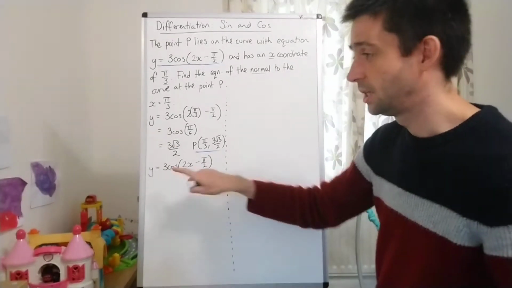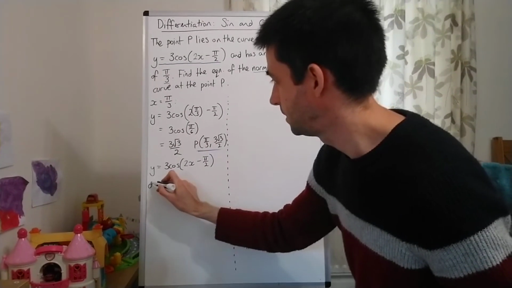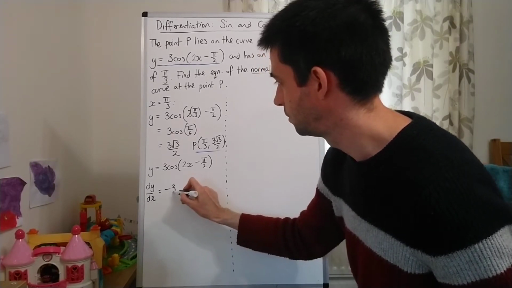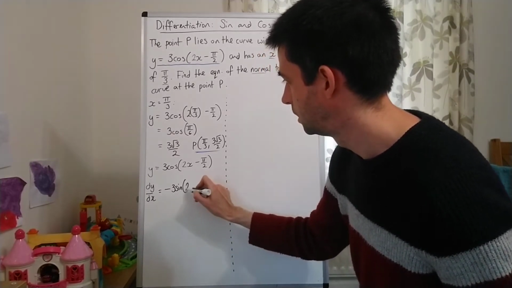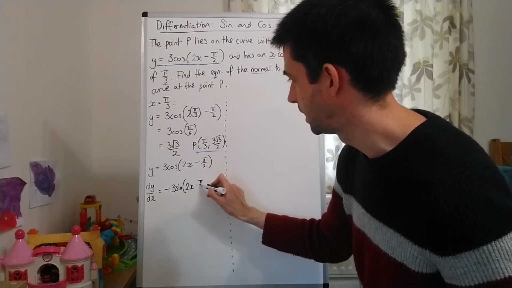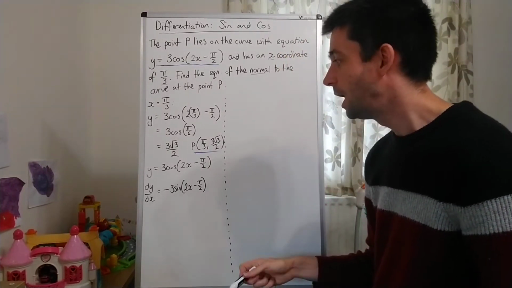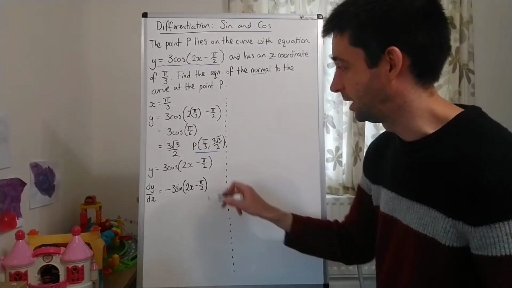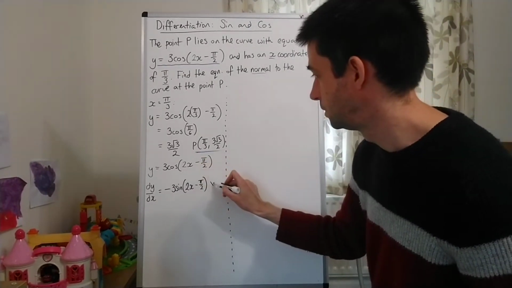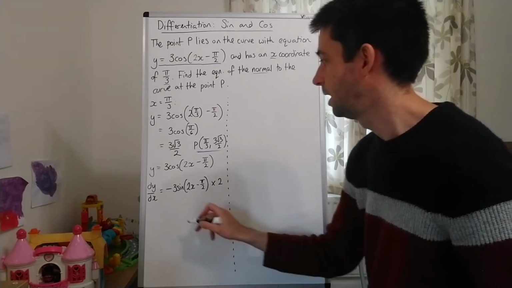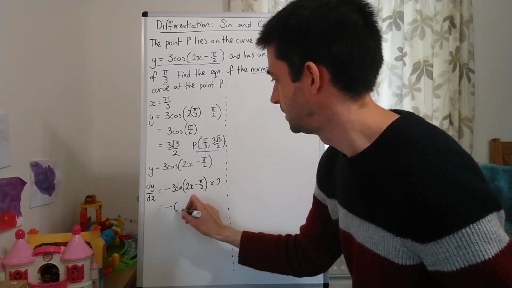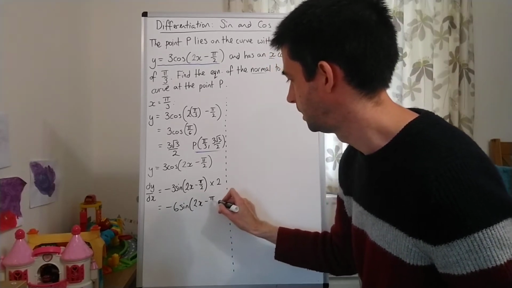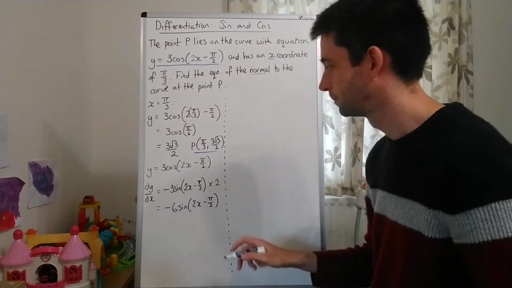Well, cos is going to differentiate to negative sine. So dy by dx is going to be negative 3 sine. The bracket won't change, so 2x minus pi over 2. But because of the chain rule, I'm multiplying by the differentiated bracket, which is 2. So multiplying by 2, which gives me negative 6 sine of 2x minus pi over 2.